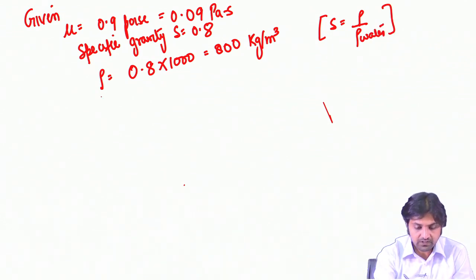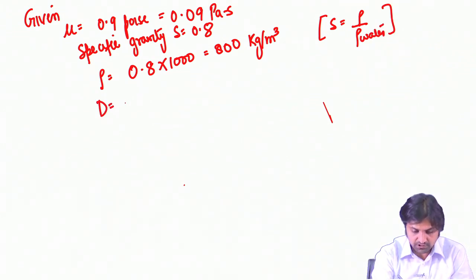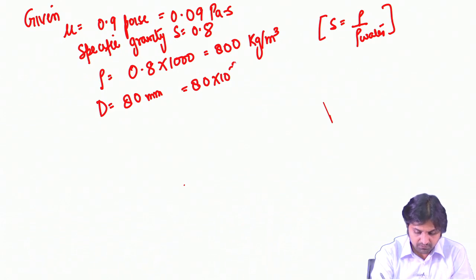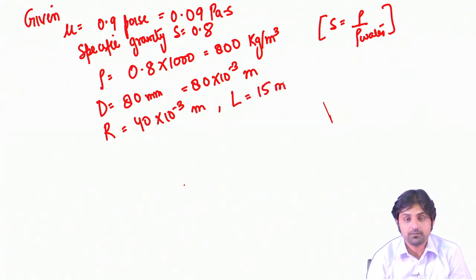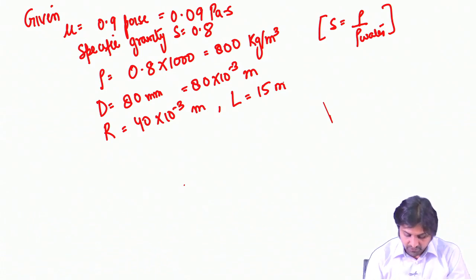Diameter we know is 80 millimeters, or 80 into 10 to the power minus 3 meter. R is 40 into 10 to the power minus 3 meter, and length L is given as 15 meters. So, these are the things that we already know.